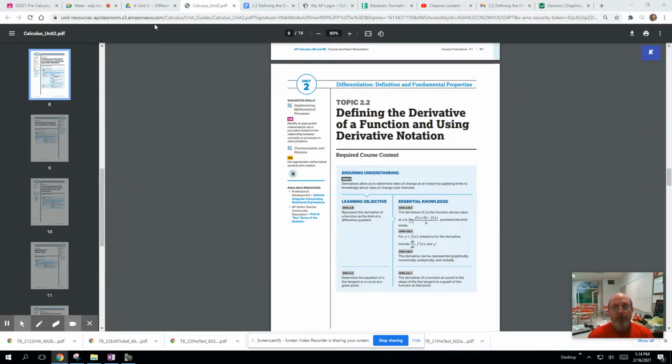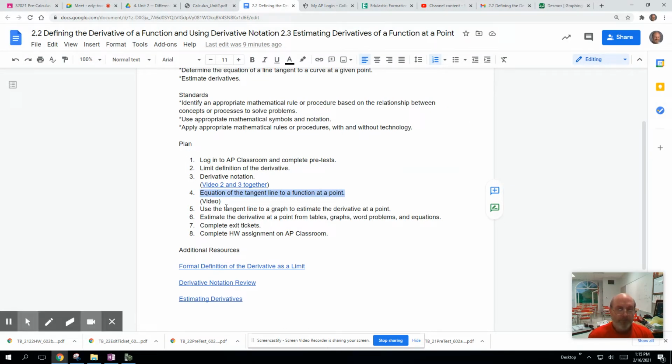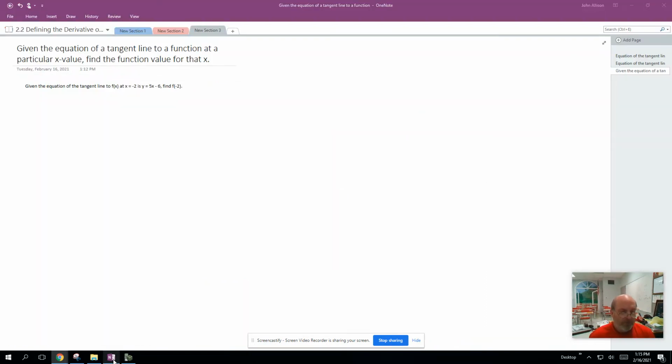Okay, we're back for part two of lesson 2.2 in the AP Calculus curriculum, defining the derivative function and using derivative notation. So this time we're going to determine the equation of a line tangent to a curve at a given point, and we're going to use the essential knowledge that the derivative function at a point is the slope of the line tangent to the graph of the function at that point. We're going to find the equation, and we're going to use the tangent line of the graph to estimate the derivative at a point. That's what we're going to be doing here today. Let's go see what we can do.